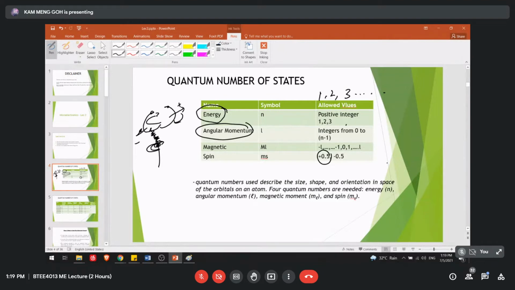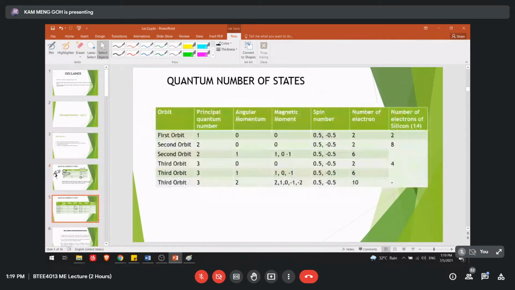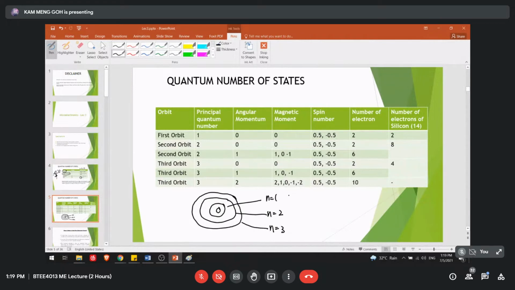How can we say that? Just for example, imagine we have a nucleus, first orbit, second orbit, and third orbit. First orbit, n equals 1, second orbit, n equals 2, third orbit, n equals 3. n is the energy level. We normally call it the principal quantum number. Energy level 1, energy level 2, energy level 3: quantum number 1, quantum number 2, quantum number 3.